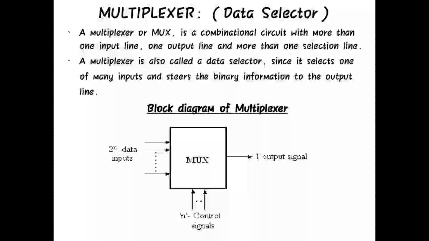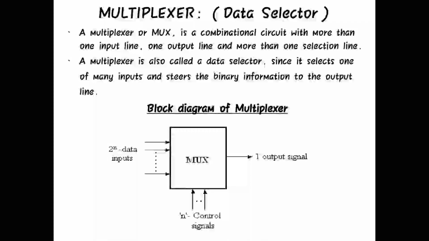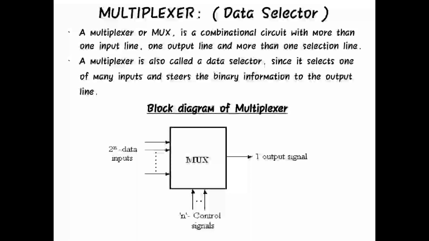Again, in the inputs, we have two types. One is data inputs and another is control inputs or select inputs. Control inputs are also called select inputs. What is the meaning of this? So we came to know there will be only one output. Coming to the input, there are two types. One is data input, second is select input.